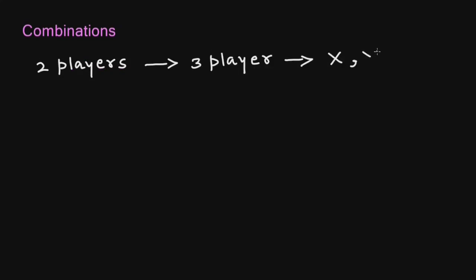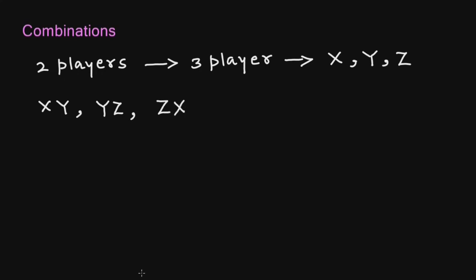Suppose a team of 2 players out of 3 players X, Y and Z is to be formed. In how many ways can these teams be formed? Obviously, the 3 teams formed will be the team consisting of players X and Y, the team consisting of players Y and Z, and the team consisting of players Z and X.